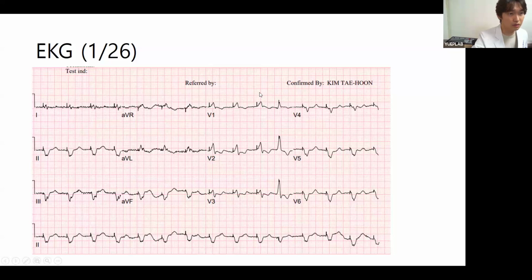Okay. So I would like to ask Professor Kim to interpret this CRT-D ECG compared with the previous telemetry.